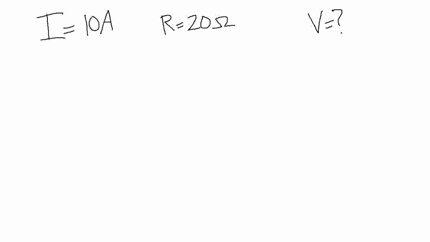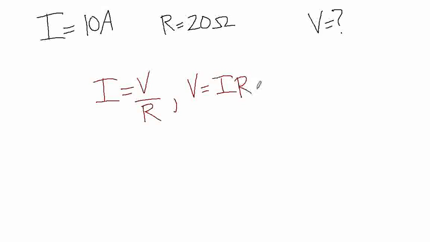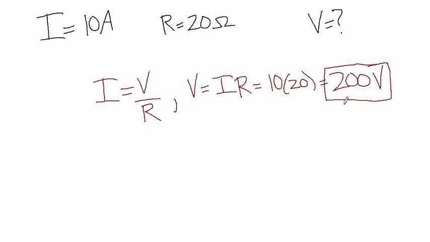Okay, I'll go ahead and work this out as well. So I is equal to V over R. We're looking for the voltage, so I'm going to solve for V in that equation. V is equal to IR. So that's 10 times 20, which gives 200, and the units are volts, so 200, and then we'll put a capital V.